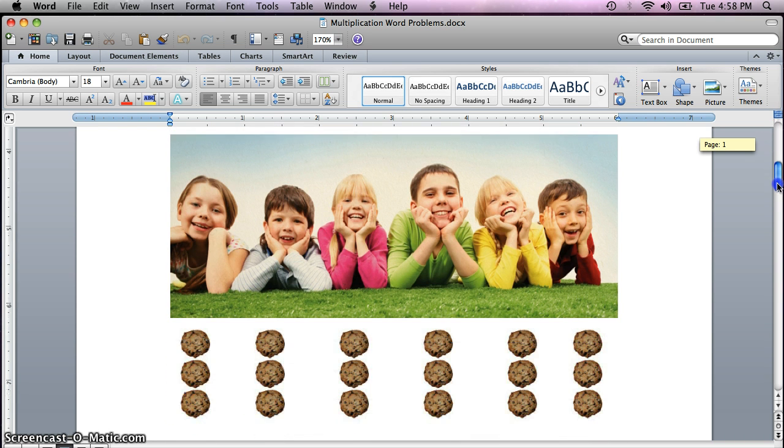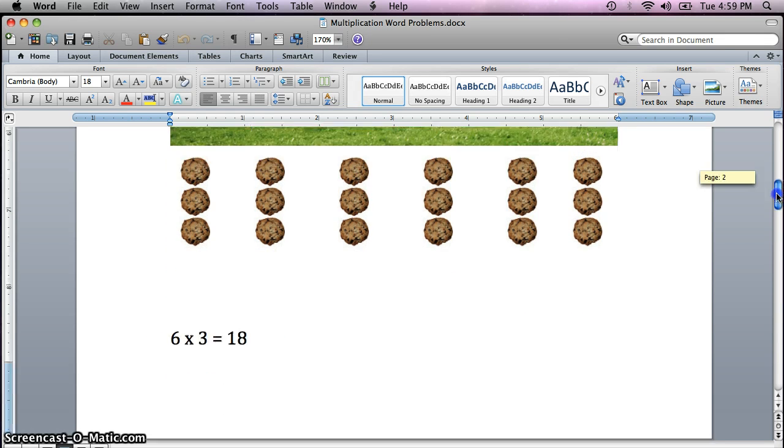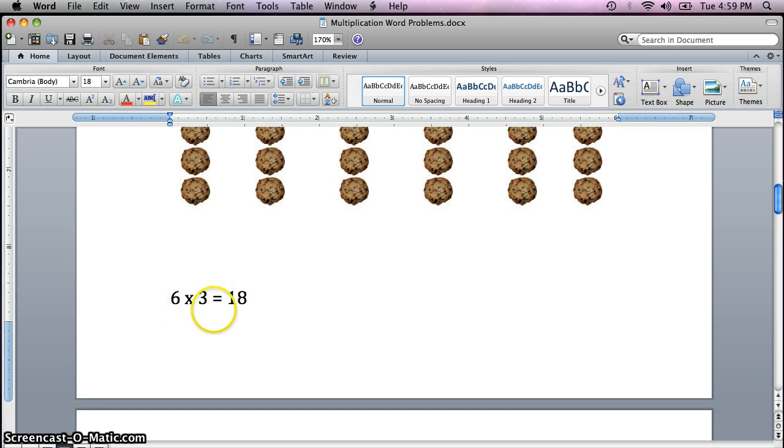So we can scroll down here and we have our 6 children, and each of them here have 3 cookies. So in this given problem, we're going to multiply the 6 children by the 3 cookies that each of them has to get the total number of cookies. Six times 3 is 18.